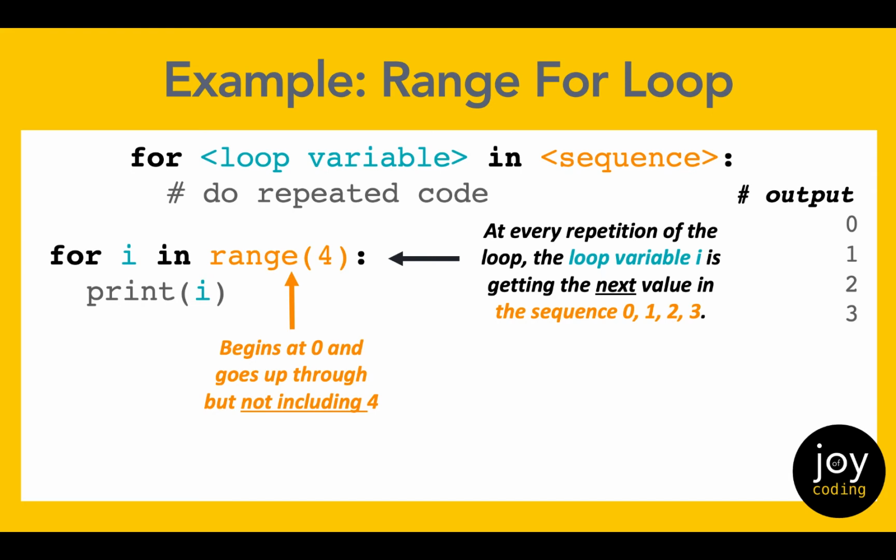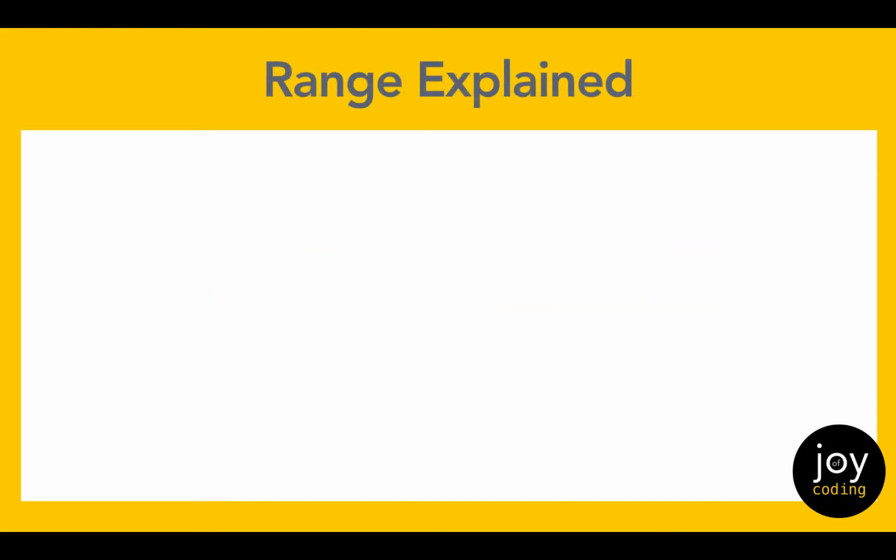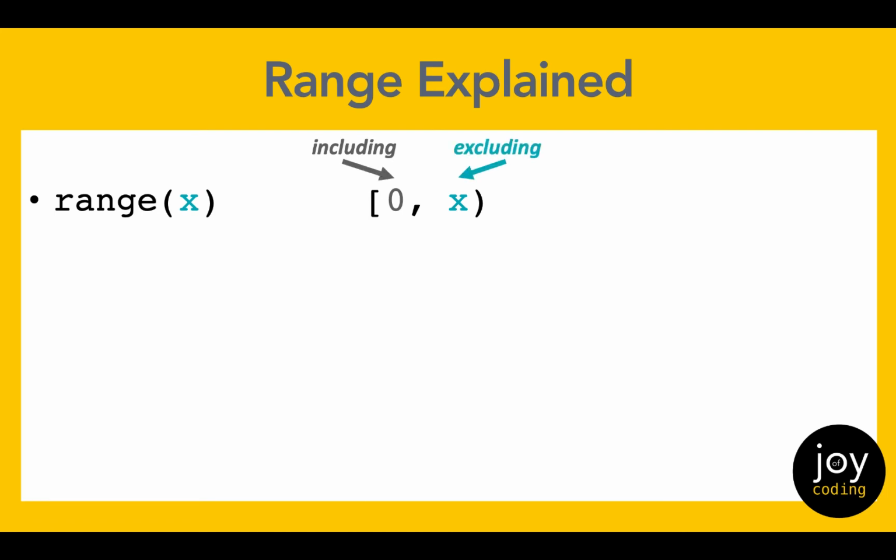Let's dive deeper into how range works. There's actually 3 different ways that we can call the range function in Python. We've seen 2 of them already. First, we have range(x). That was the example on the previous slide where we said range(4). We're going to start at 0 and go up through, but not including x. So we include 0, but we exclude whatever number is in the range function.